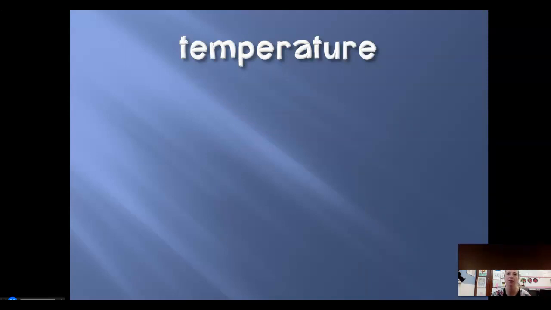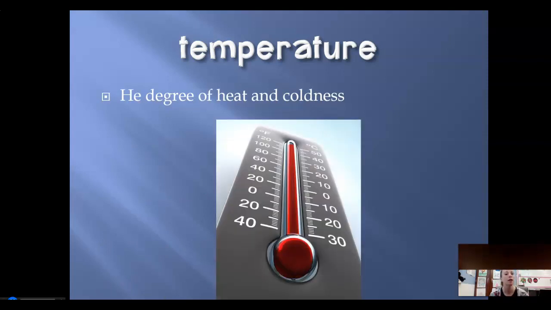All right, kiddos, this word says temperature. Say temperature. A temperature is the degree of heat and coldness. So it's how hot or cold something is. Typically, we measure temperature with a thermometer, so it can tell us how hot or cold something is. We can measure the temperature outside. You can measure the temperature of your body. So temperature is the heat or cold of something.